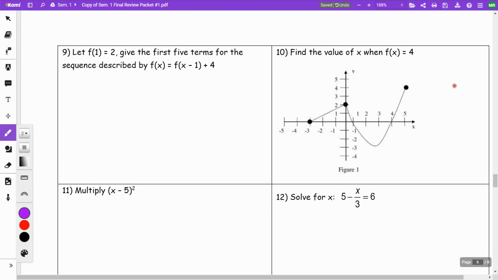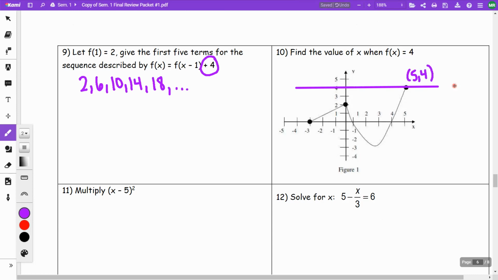On number 9, they're telling us that f of 1 is 2, and they want us to give the first 5 terms, so 2. This right here is saying I'm adding 4. So 6, 10, 14, 18. On the next one, what's the value of x when f of x is equal to 4? So if f of x is equal to 4, I'm going to come to 4 horizontally here, height of 4, and I see that that's going to occur at that 5. So x is equal to 5.